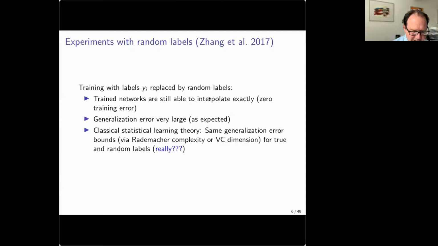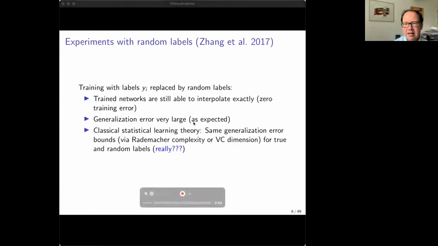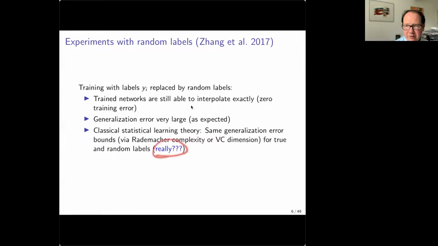But what they claimed in this paper is that one has to rethink classical statistical learning theory, where one can get generalization error bounds, for instance, via the Rademacher complexity or VC dimension. But these bounds would be the same for the scenario with the true labels and the one with the random labels. So they concluded that, since the performance is much better for the true labels, we have to rethink what's going on. I'll come back to that point later.